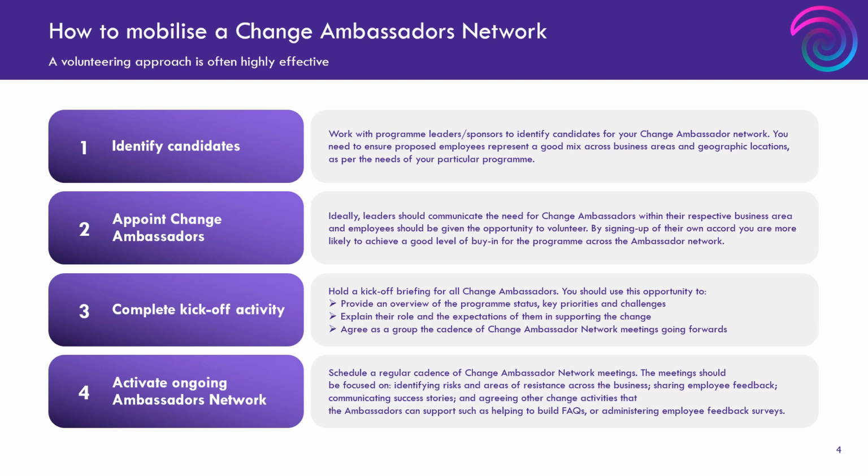And then finally, you want to activate your ongoing network of meetings. So it might be a good idea to think about how do you all engage? Is it monthly? Is it weekly? What channels will be most effective? And what else do your ambassadors need to help them? So FAQs, access to content, ability to share success stories, ability to bring employee feedback, etc.